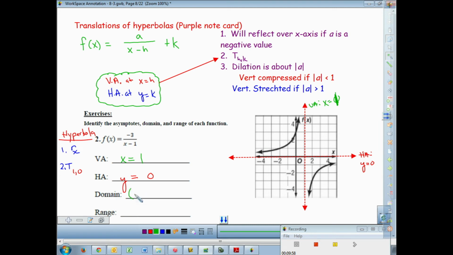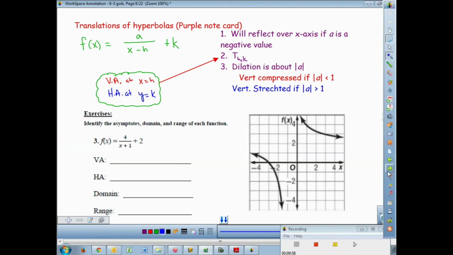Domain, from negative infinity, right? That's where this thing's going, from negative infinity all the way up to this asymptote, which is located where? At 1. Then it'll start back over again from 1 to infinity. Range starts all the way down here from negative infinity, will work its way all the way up to y equals 0. And union starts over at 0, goes up to positive infinity.